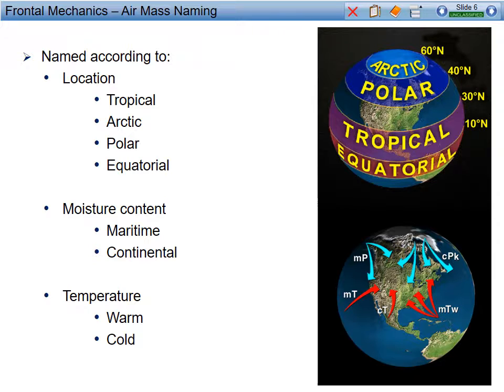Moisture content is either going to be maritime or continental, whether or not it started out over water or if it started out over land, and this contains less moisture. And then the temperature, warm or cold, is going to depend on the ground which it is over. If the mass of air has a temperature that is above the ground temperature, that is considered a warm air mass. And the opposite is true for a cold air mass. It is going to be air that is colder than the ground that it is over. So those are the three things we use to name air masses: location, moisture content, and temperature.